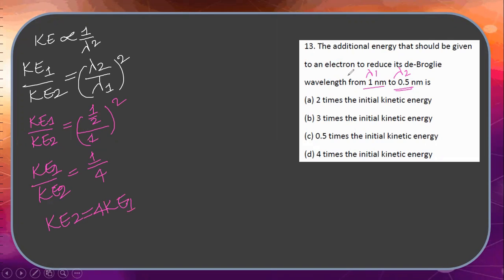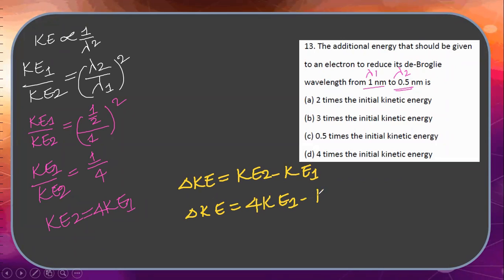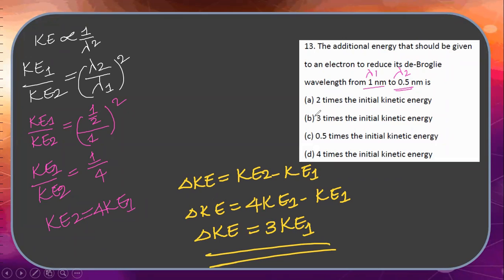They have asked what the additional energy is. So we'll write that the additional energy needed, delta Ke, is equal to Ke2 minus Ke1. So delta Ke is equal to 4 Ke1 minus Ke1. Therefore, delta Ke is equal to 3 Ke1. These are 3 times.